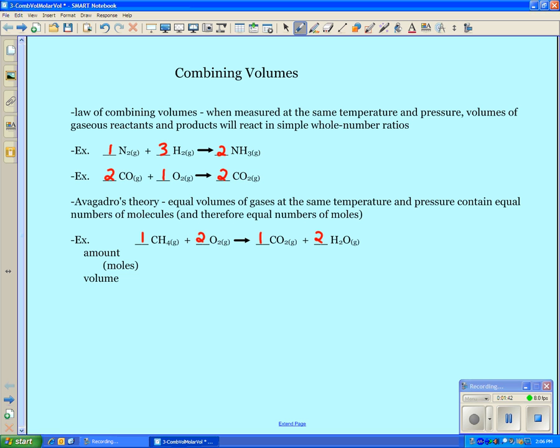We can look at those coefficients as a couple of different things. They could be moles, so 1 mole of methane would react with 2 moles of oxygen to give 1 mole of carbon dioxide and 2 moles of water. And we can also look at those numbers as volumes, say measured in liters. So 1 liter of methane would need to react with 2 liters of oxygen and would produce 1 liter of carbon dioxide and 2 liters of gaseous water.